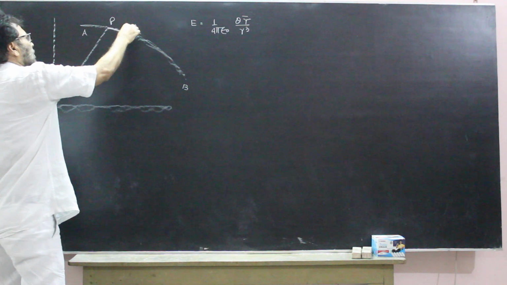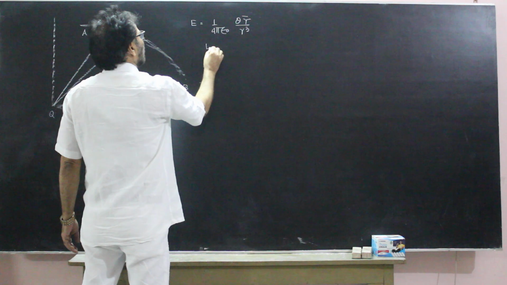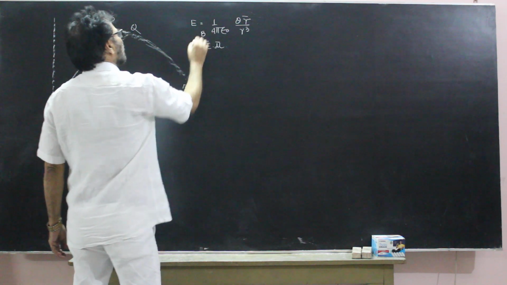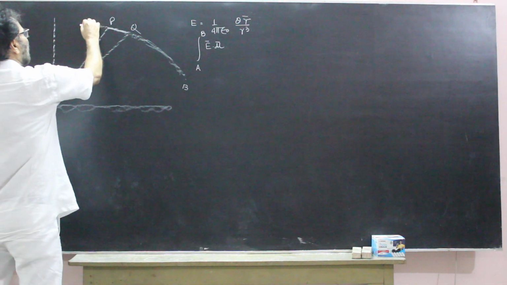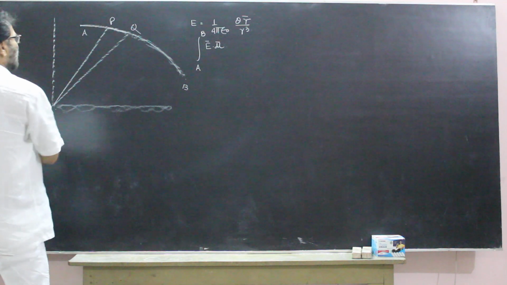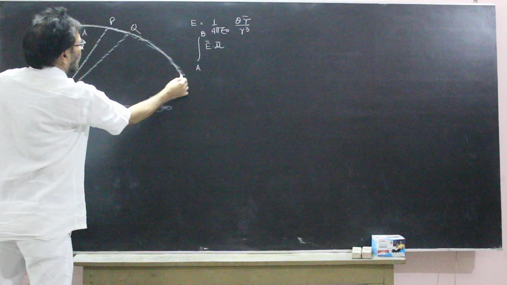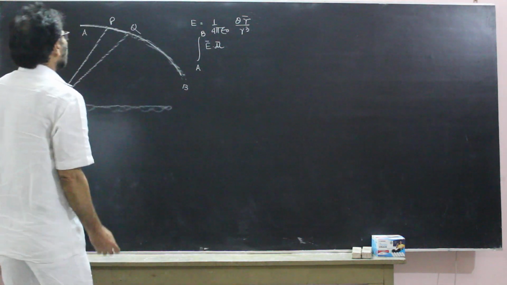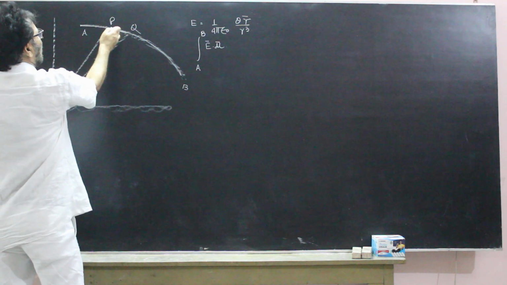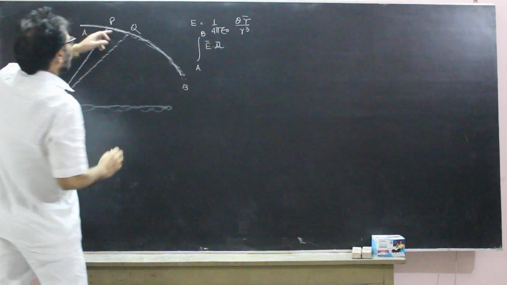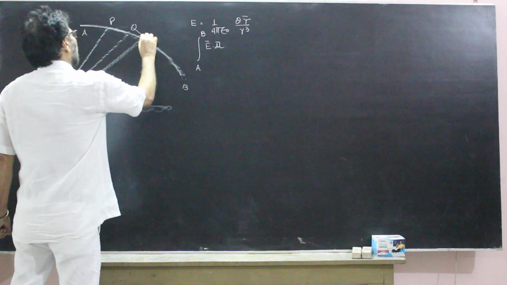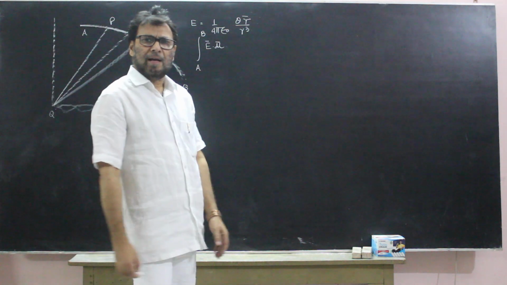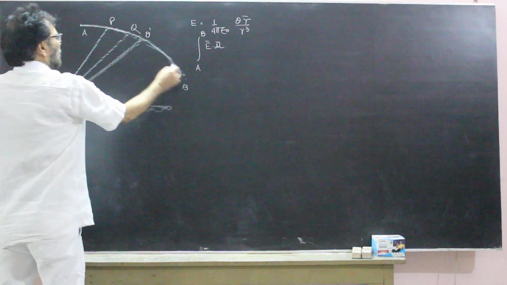And we calculate E dot dl from A to B. We want to calculate E dot dl from A to B, where E is the electric field due to charge Q and E dot dl is the line integral of electric field from A to B. To calculate the line integral, we will take a very small strip from P to Q. We calculate E dot dl from P to Q. Then of course from Q to Q dash and so on, and all these line integrals are added and we will get E dot dl from A to B.